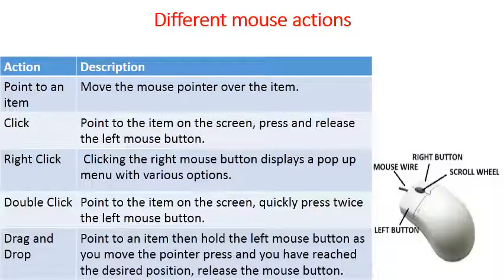Next, let us see the different mouse actions. This is an important 5-mark question. First, if you move the mouse pointer over an icon, then it will point to that icon. Next, if you click any icon on the desktop, then that icon will be selected. Next, if you right click the mouse, it will display a pop-up menu with various options.